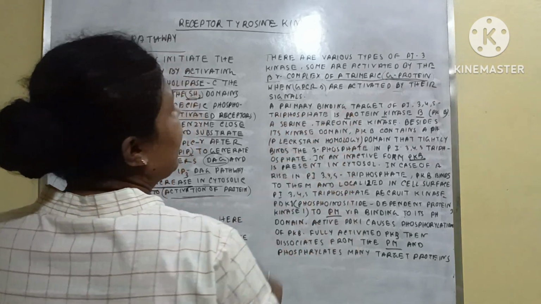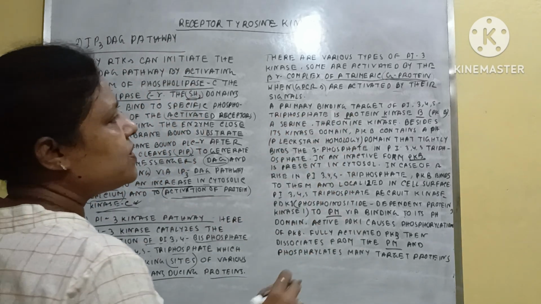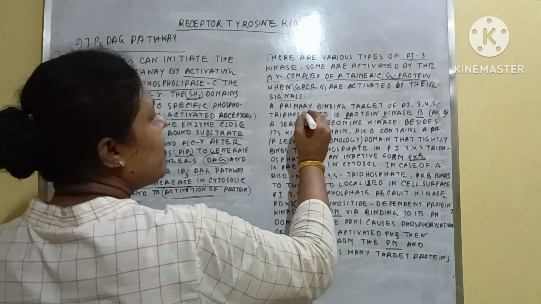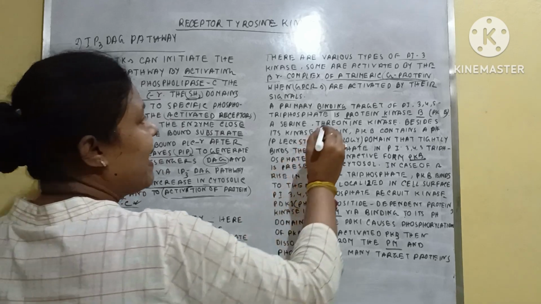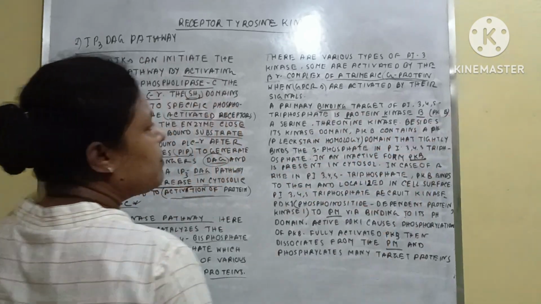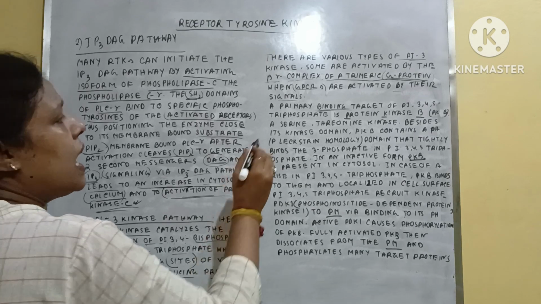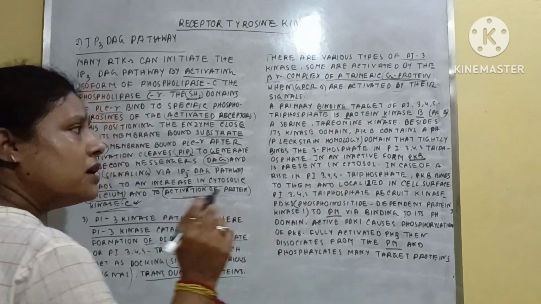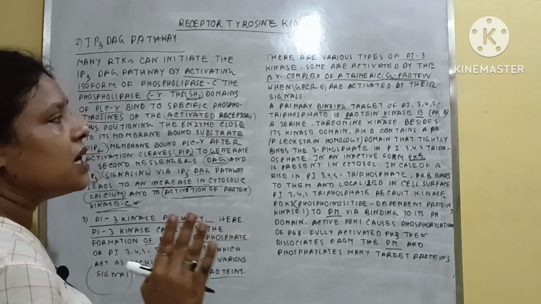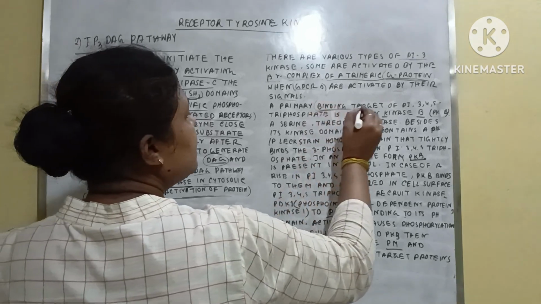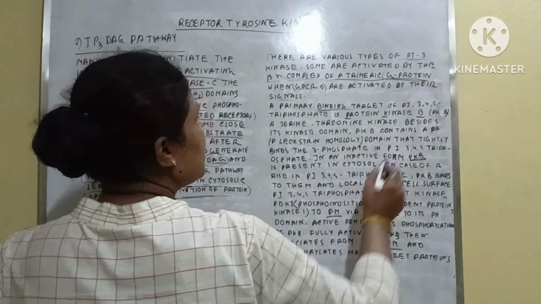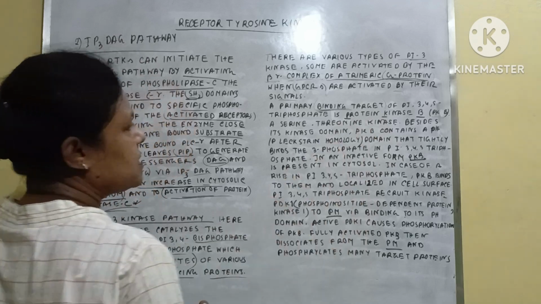A primary binding target of PI3,4,5-triphosphate is protein kinase B. So the main binding target is what? That is the PKB, or protein kinase B, a serine threonine kinase. So two things are considered as the binding target: one is the PKB, another is the serine threonine kinase.